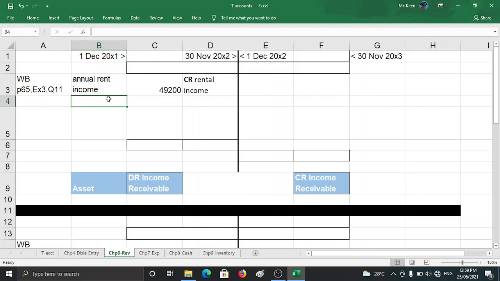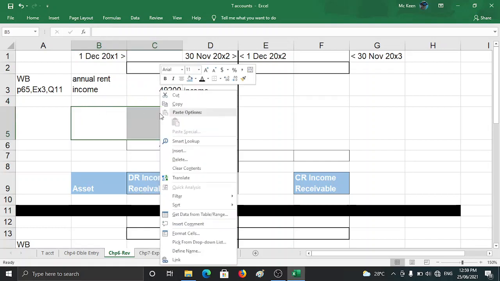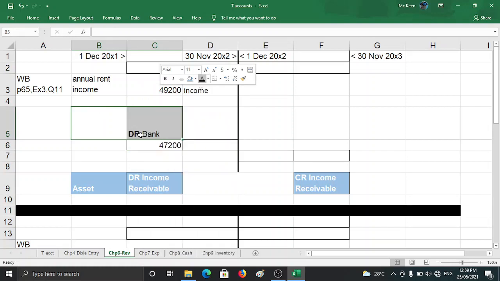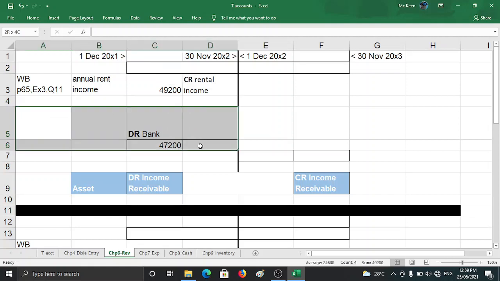So next, scenario given. The landlord received checks totaling 47,200 for rent for the year. Okay, so when you receive money, this amount, what do you do? You bank in, right? So you debit bank, and what do you do? Credit.